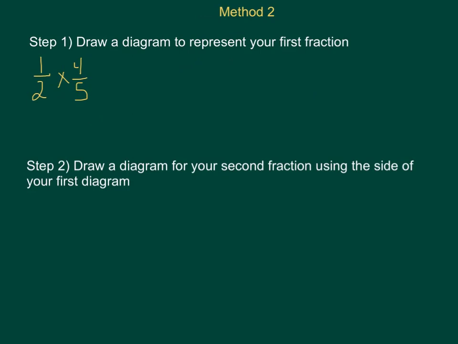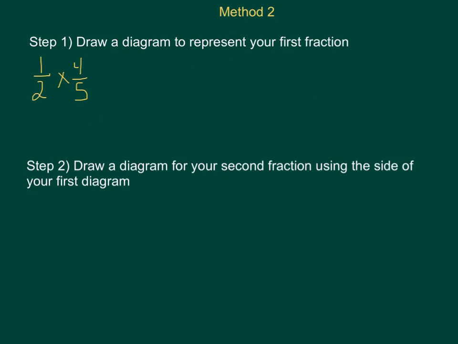Now we're going to look at method 2. This one's a little bit different, and again, you're going to pick the method that works best for you. This method is more of a visual method. It involves more drawing. If this works for you, great, and if not, go back to method 1 and use that for multiplying proper fractions.